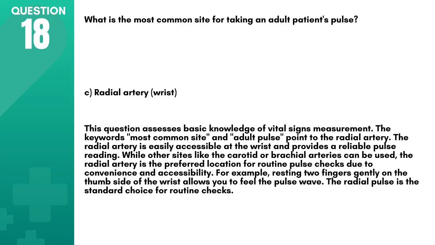This question assesses basic knowledge of vital signs measurement. The keywords most common site and adult pulse point to the radial artery. The radial artery is easily accessible at the wrist and provides a reliable pulse reading. While other sites like the carotid or brachial arteries can be used, the radial artery is the preferred location for routine pulse checks due to convenience and accessibility. For example, resting 2 fingers gently on the thumb side of the wrist allows you to feel the pulse wave. The radial pulse is the standard choice for routine checks.